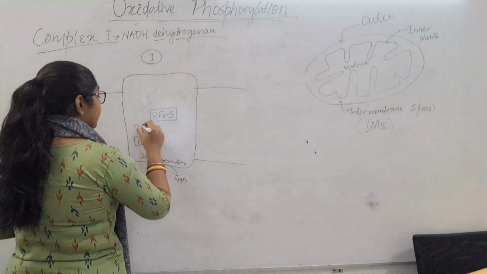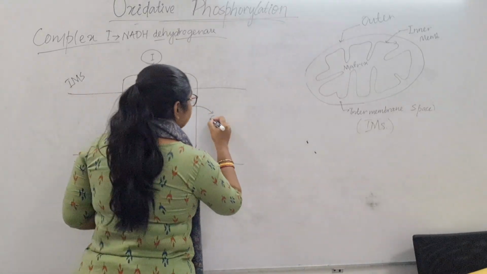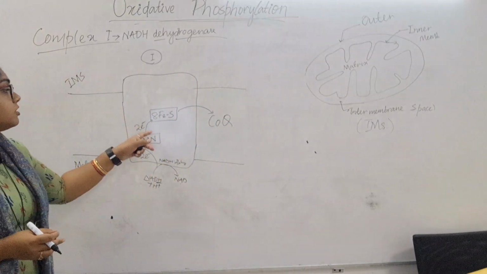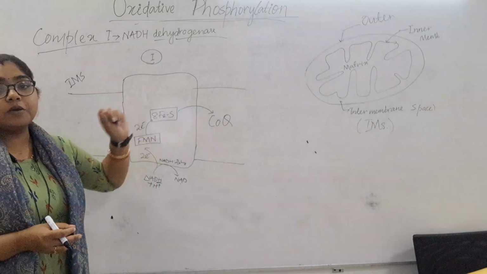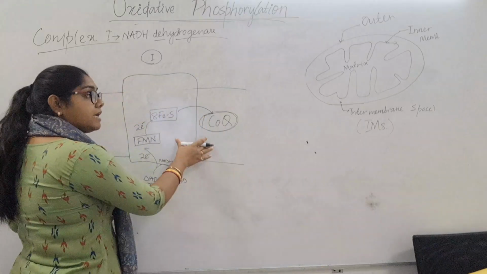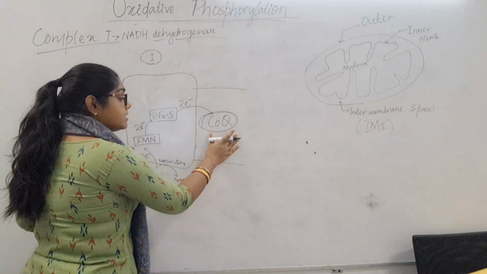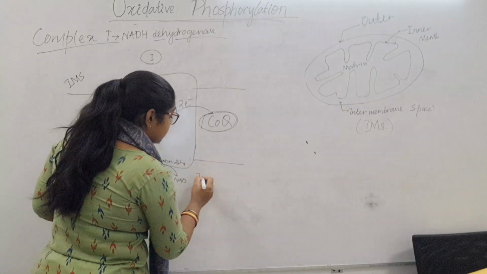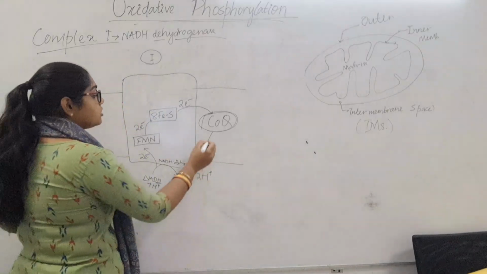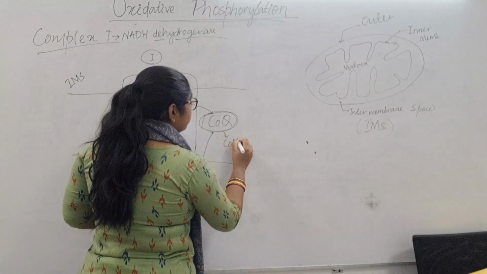Now again this iron sulfur complex will pass it to the ubiquinone, which is also known as coenzyme Q. Ubiquinone is present outside the complex but in the inner membrane only. So it will pass the electron to ubiquinone. Now what will this ubiquinone do? It will accept 2 protons directly from the matrix, and it will be reduced to ubiquinol.